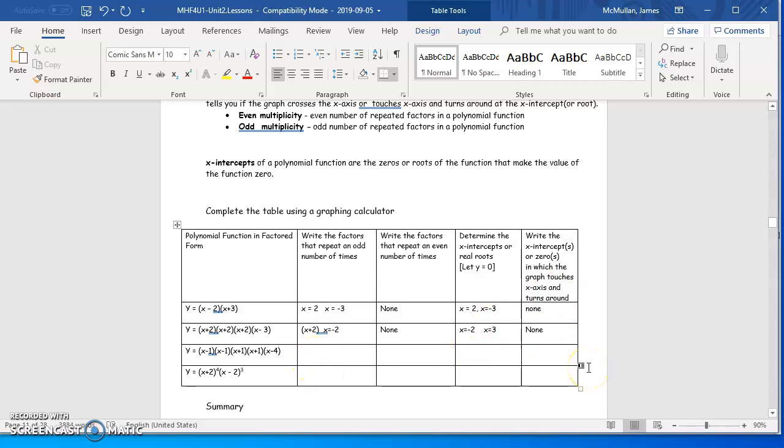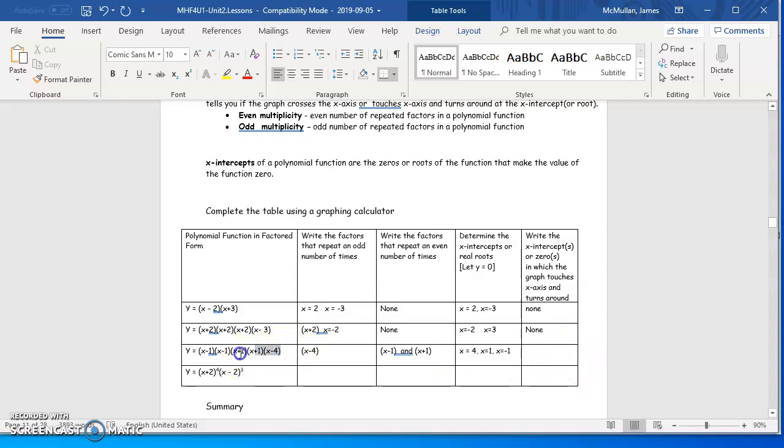So again, the zeros where the graph touches and turns around, there were none. Here we have factors that repeat an even number of times. An odd number of times is x minus 4. The even number of times is x minus 1 and x plus 1. Both of those factors repeat an even number of times. For roots here, we'll get x equals 4, x equals 1, and x equals negative 1. Again, those are the 3 values which you could sub into that equation and produce a value of 0 overall.